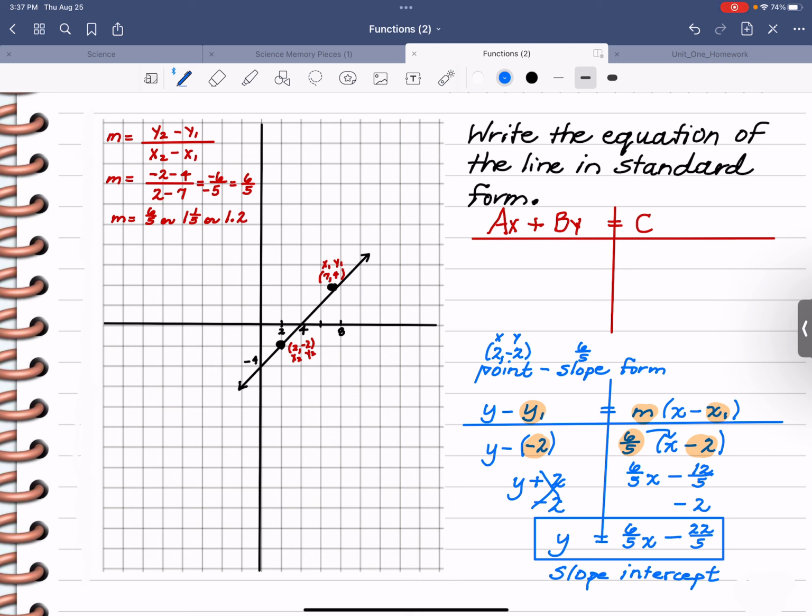Now, I still haven't answered the question. I found the slope. I used point slope. I got to slope intercept, but I still need to put this in standard form. And what I have here looks nothing like what it needs to. So I'm going to bring it back up here and just plug it in the way it's sitting. So we have 6/5 x minus 22/5.